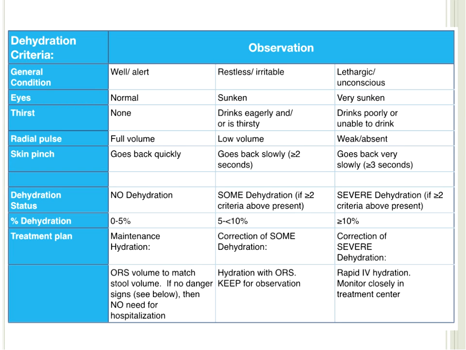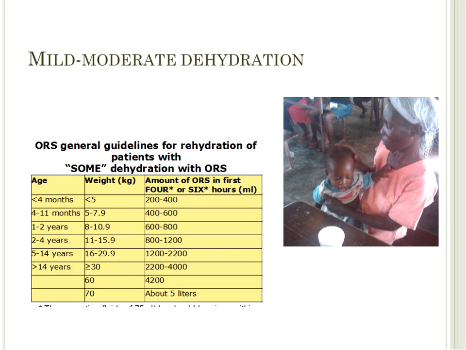For those with severe dehydration, patients that are lethargic, unconscious, they're unable to drink, you want to correct their hydration status very rapidly by giving them IV fluids. And so here is an algorithm which basically shows you how much ORS to give based on the patient's weight and their age. It's very, very simple. You want to address rehydration in the first 4 to 6 hours because that time frame is extremely critical. During that time, that's when they lose the most amount of fluid and they can actually die very quickly.